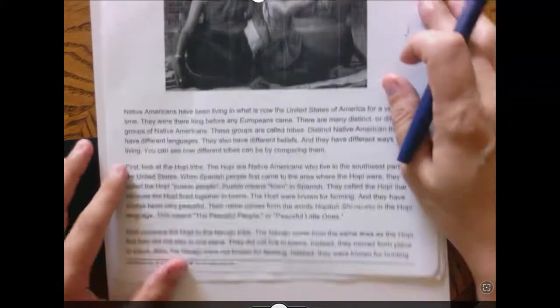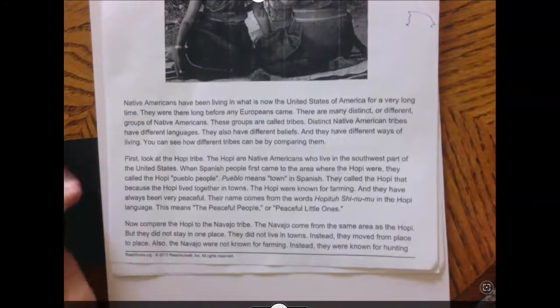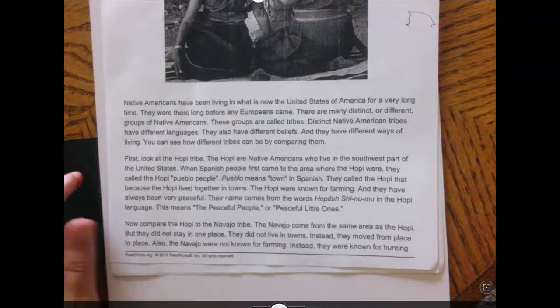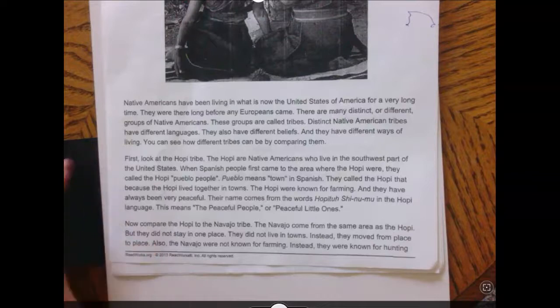Here we go. Native Americans have been living in what is now the United States of America for a very long time. They were there long before any Europeans came. There are many distinct or different groups of Native Americans. These groups are called tribes. Distinct Native American tribes have different languages. They also have different beliefs, and they have different ways of living. You can see how different tribes can be by comparing them.